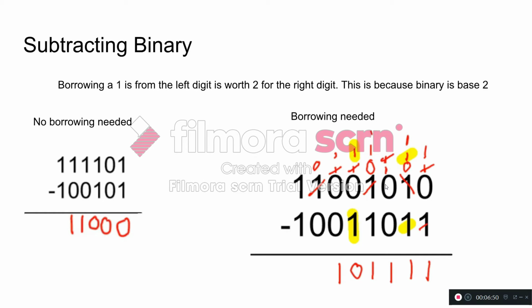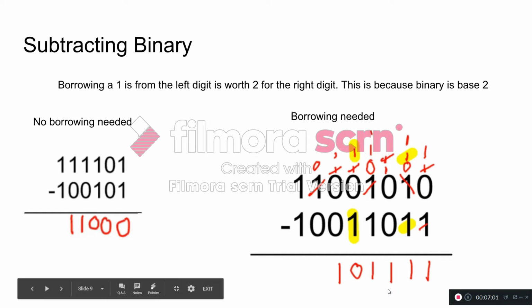We cannot borrow from the left, so we borrow another over. We have a 1 here, which we turn into a 0. Here, this number is worth a 2, but remember we're borrowing here as well. So this is a 1. 1 minus 0 is a 1. And here we have another 1. 1 minus 1 is equal to 1 here.